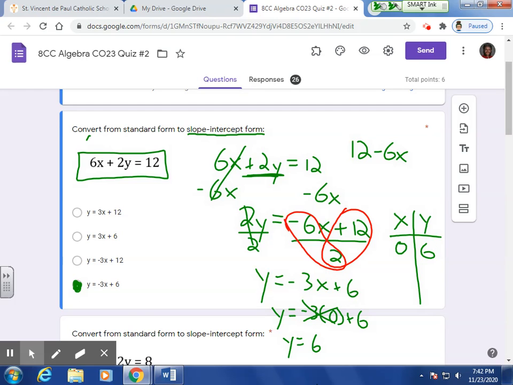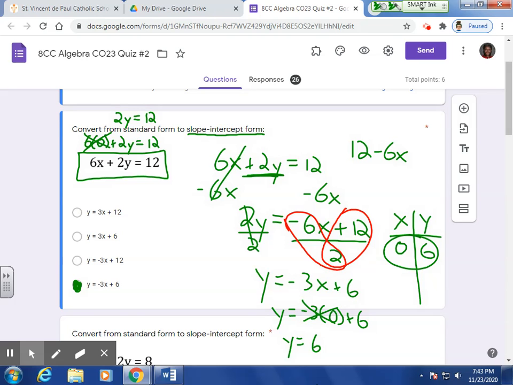Let's go up here. If we plug in 0 for x and solve for y, 6 times 0 cancels out. We're left with 2y equals 12. Well, what value for y makes that true? 2 times what is 12? 2 times 6, which is exactly the y value that we have here. So if you pick an ordered pair and plug it into slope-intercept form, and then plug that same ordered pair in for x and y in standard form, both equations are going to work out. Okay, and that's how you know that you are correct.